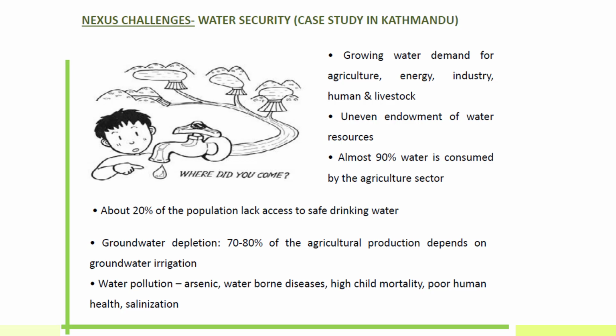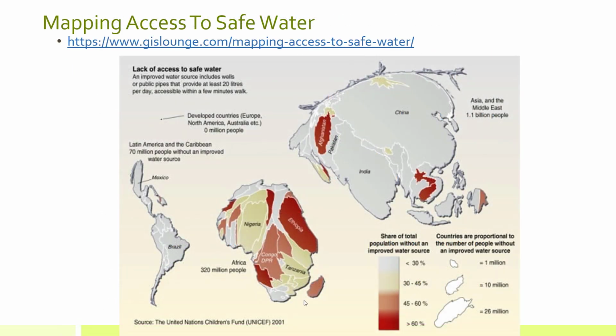So these agricultural practices are depleting the groundwater, which, as we remember from an earlier graphic, is a significant part of water in a system, and it is being depleted up to 70 to 80% in Kathmandu. And then water pollution. There's arsenic, waterborne diseases, and these all create high child mortality, poor human health, and salination of the water. Here's an example of a map that is showing disproportionate access to safe water.